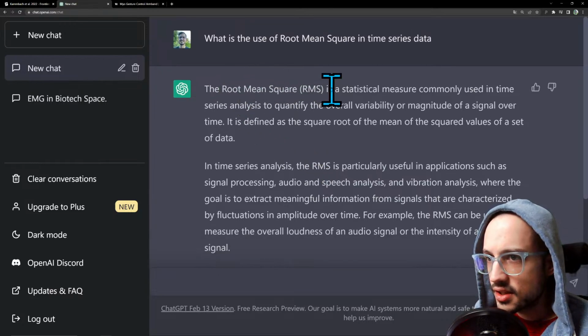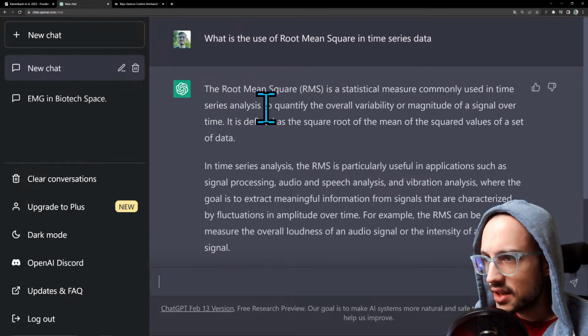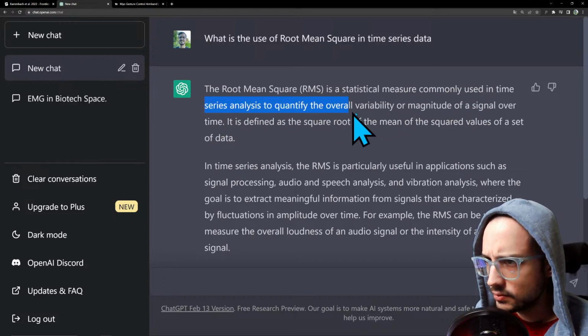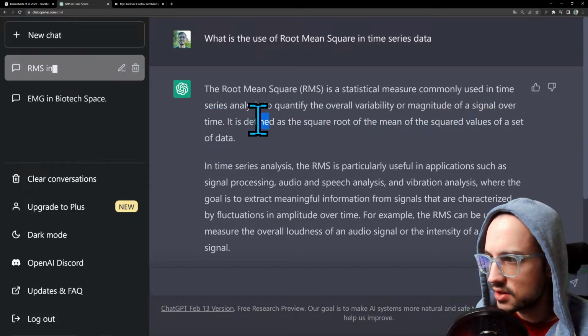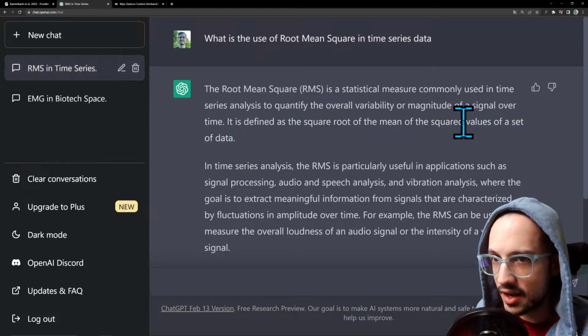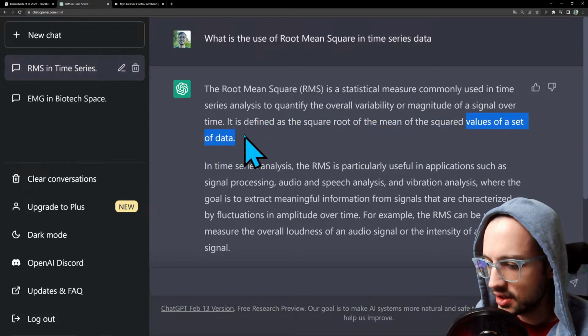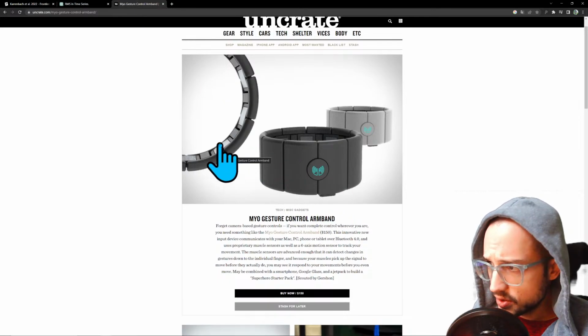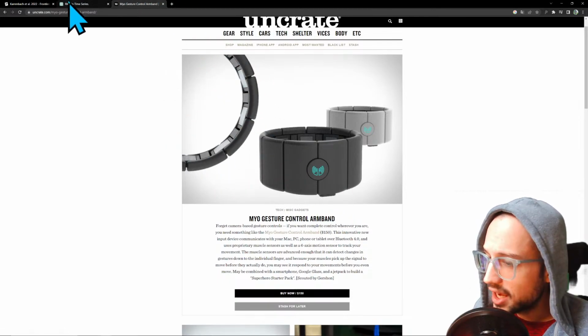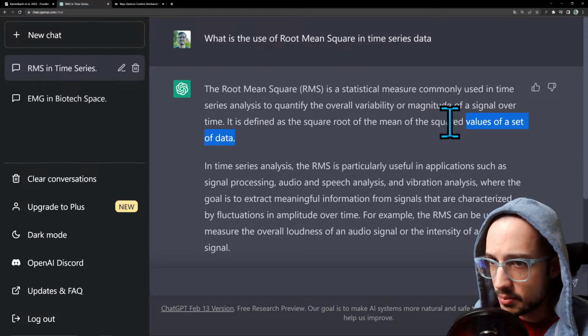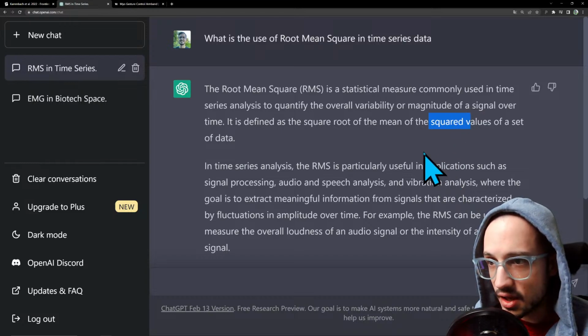Root mean square is a statistical measure commonly used in time series analysis to quantify the overall variability or magnitude of a signal over time. It's defined as the square root of the mean of the squared values of a set of data. So you have the values of a set of data, which is the signals coming from each of these SEMG sensors, and you're taking the square of those values so that they're basically not negative. Then you're taking the mean of those values, and then you're taking the square root.